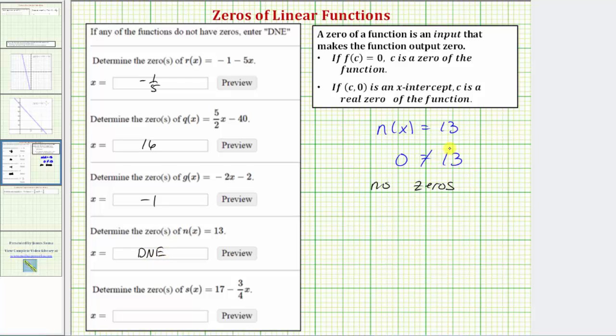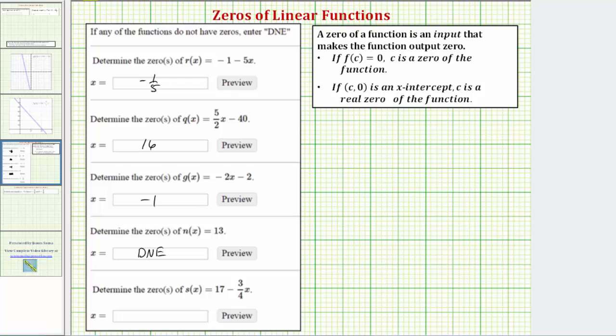Now this should make sense, because remember, if we were to graph this function, it would be a horizontal line crossing the vertical axis at 13, something like this. And notice how it does not cross the horizontal or x-axis, and therefore there are no inputs where the output would be 0. In this case, all outputs are always 13 and never 0.